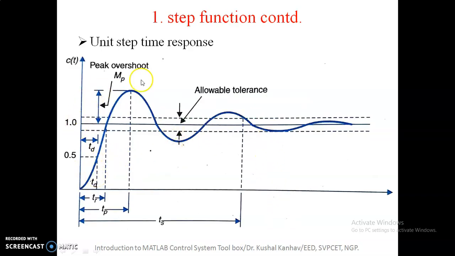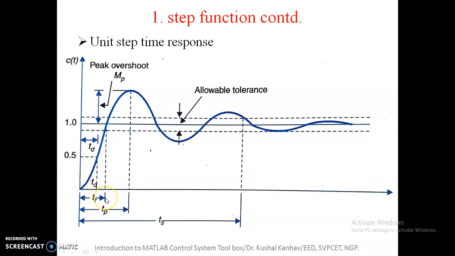Now if we want to describe this output response, we can describe it with the help of different time domain specifications. For an underdamped system, the delay time, TD, is the time required for the response to reach 50% of its final steady state value. This is the final steady state value, that is 1. So how much time it takes to reach 50% of this final value is nothing but the delay time.